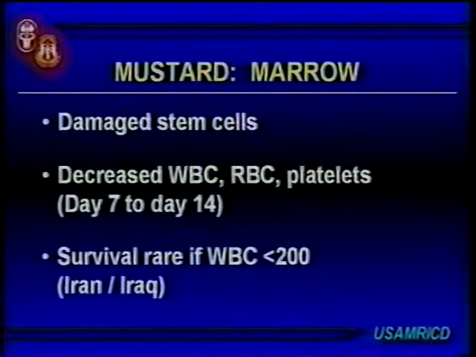And that's what I just said. 7 to 14 days, the white count drops. If it drops below 200, from experience in the Iran-Iraq war, very likely you're not going to be a survivor. And then you get the secondary sepsis.